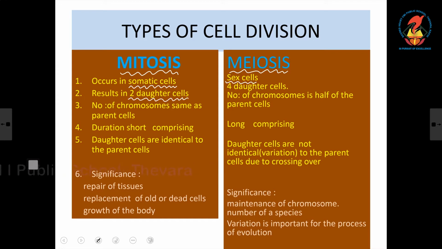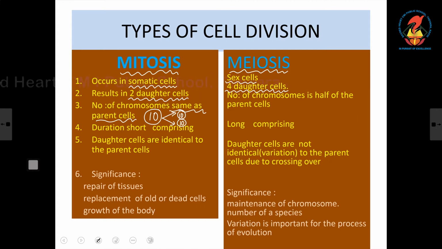Second difference, mitosis results in two daughter cells. So as a result of mitosis, two daughter cells are produced, whereas in meiosis, the number of daughter cells that are produced is 4. Third difference, the number of chromosomes in the daughter cells in mitosis is the same as that of the parent. Suppose the parent had 10 chromosomes in the cell. I told you the second difference, it produces two daughter cells. Each of the two daughter cells gets 10 chromosomes.